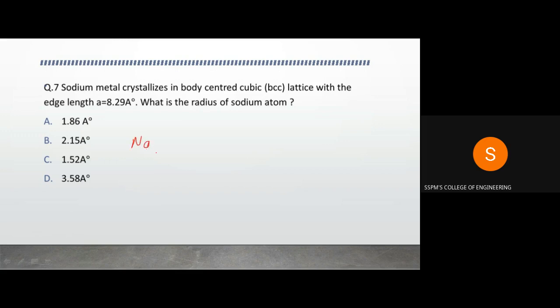Na, BCC. Given A is equal to 8.29 angstrom. For BCC, the value of Z is equal to 2. Body diagonal is equal to 4R, which equals root of 3 A.